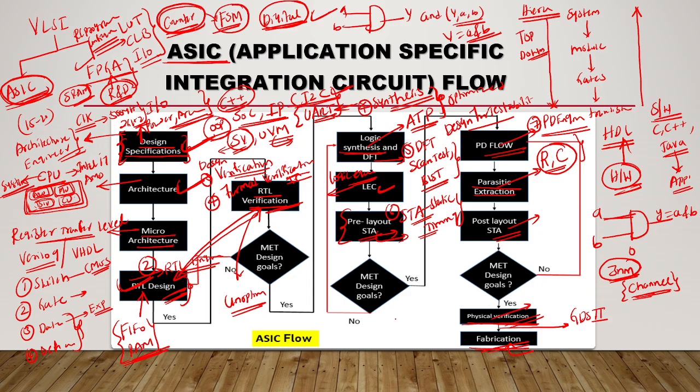So like this, if you see, a total of 10 to 15 VLSI engineers are required for the total flow. So this is about the ASIC design flow.